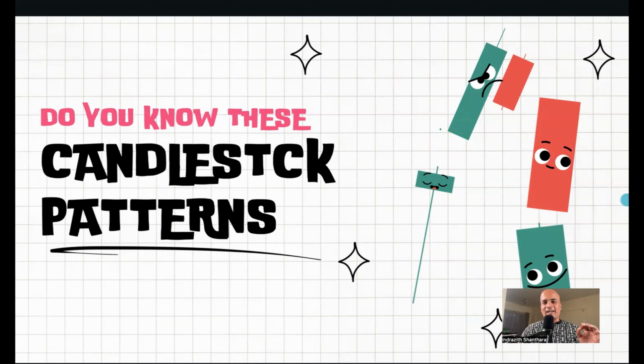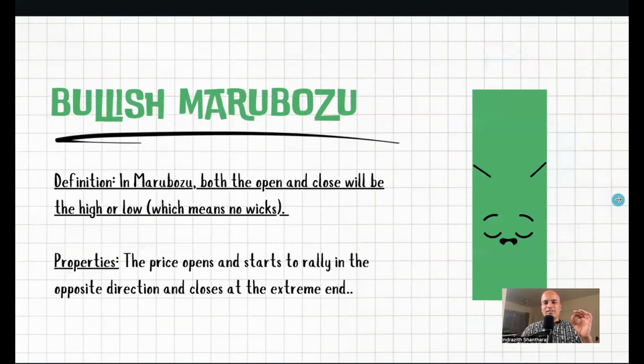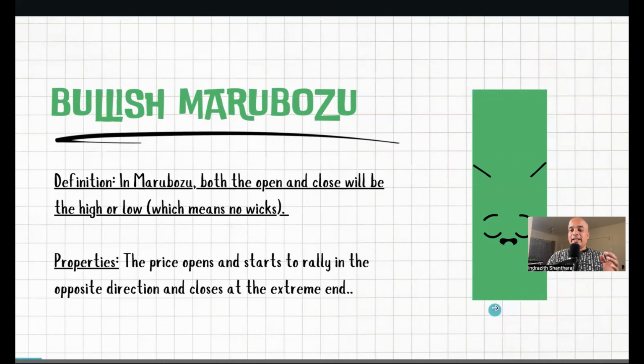Welcome to the world of candlestick patterns. The first powerful candlestick pattern is bullish Marubozu. Bullish Marubozu is very simple. Both the open and close will be at the high or low. For example, in this case, this will be the close and this will be the high itself, which means there is no selling wick, right? Similarly here, there is no buying wick. Okay, this is the low and this is the open.